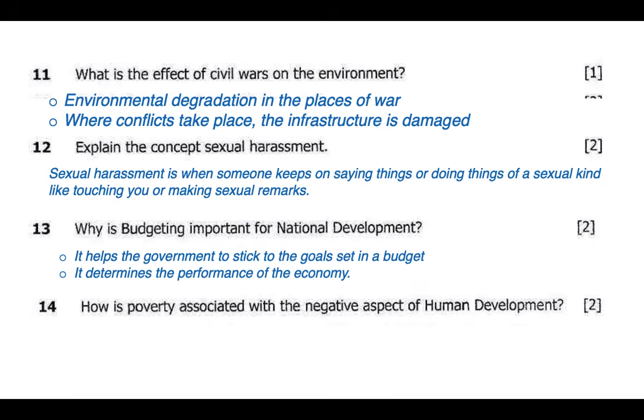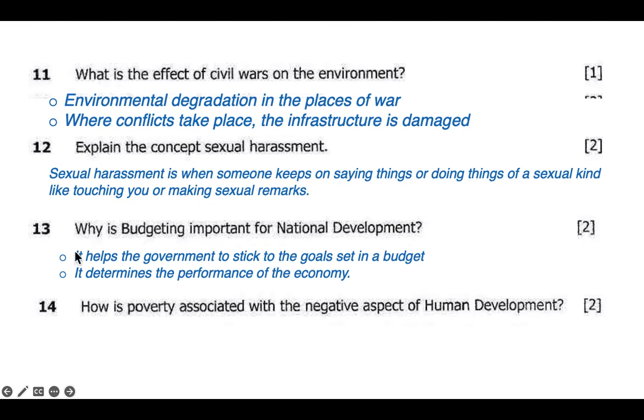And then also we can state it determines the performance of the economy. Okay, so the national budget determines the performance of the economy, so they are able to see how the economy is moving. Okay, so we have that.